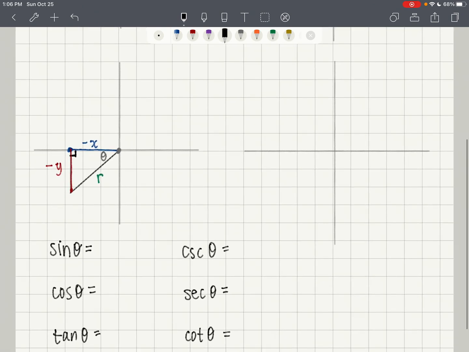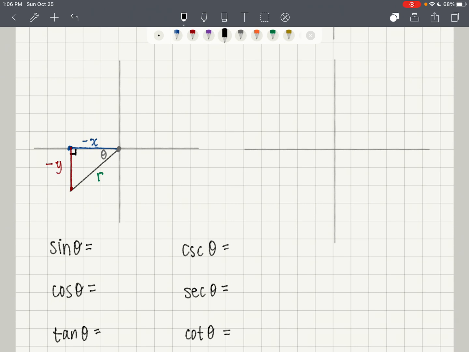And our last will be in quadrant 4. Any terminal side in quadrant 4. See, here we go. Look, this right here is our angle in standard position. We have a terminal side in quadrant 4. Then we have our vertical leg.